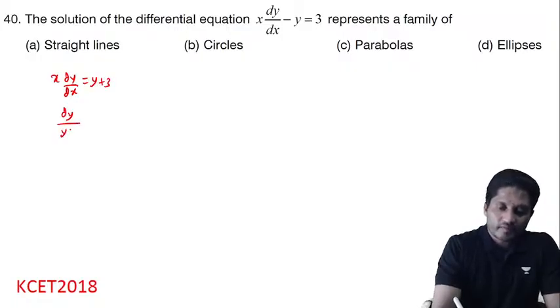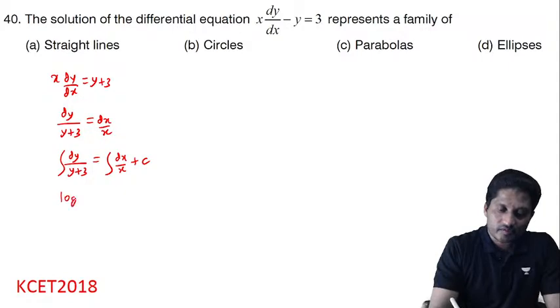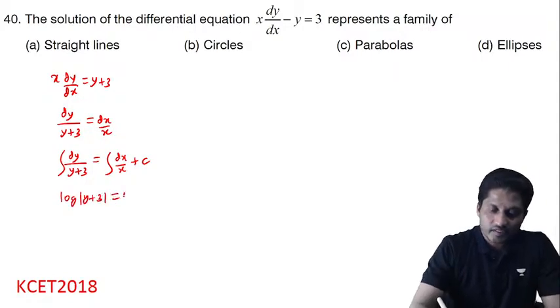dy divided by y plus 3 equal to dx by x. Integrating, integration of dy divided by y plus 3 equal to integration of dx by x plus c. Integration of 1 by x is log x. You get log of y plus 3, and this is equal to log x. C can be written as log c.